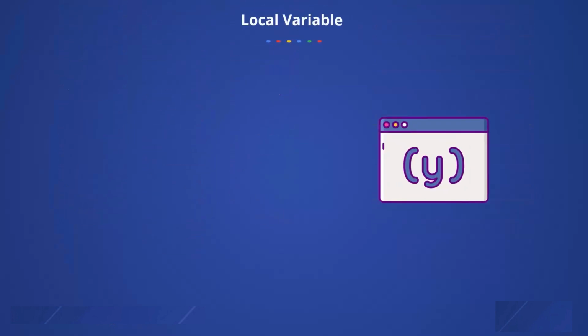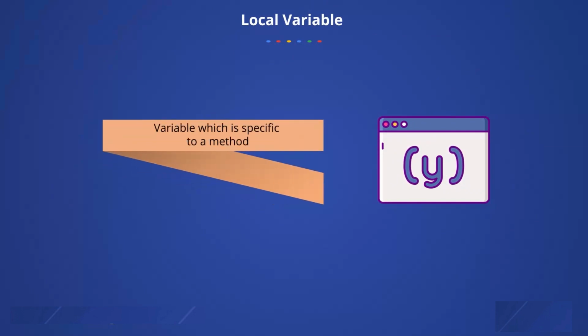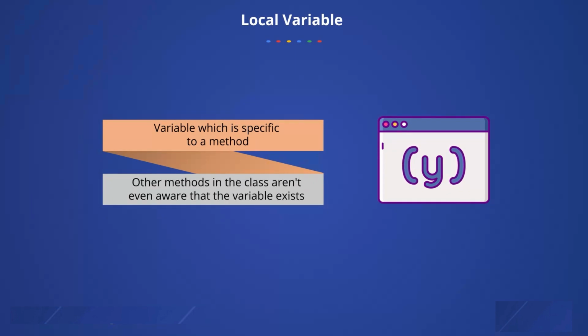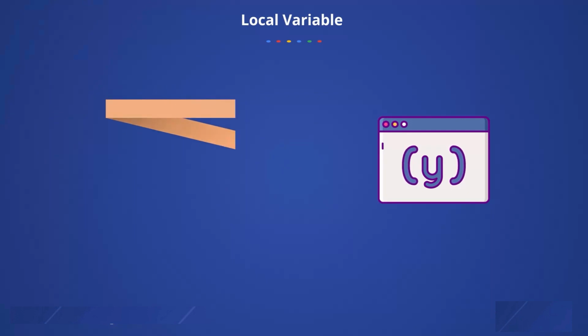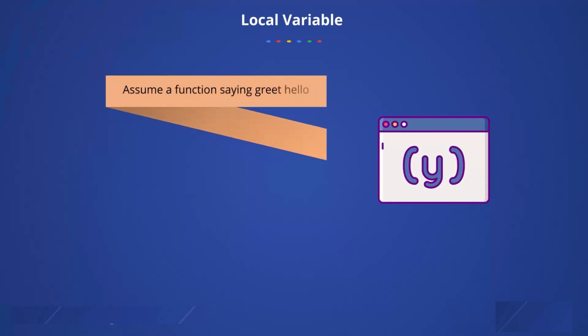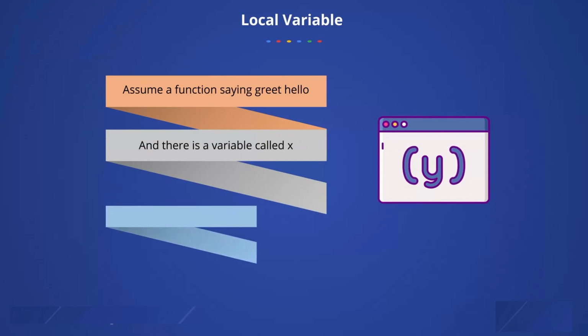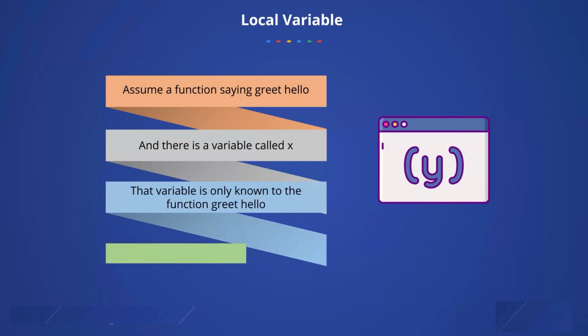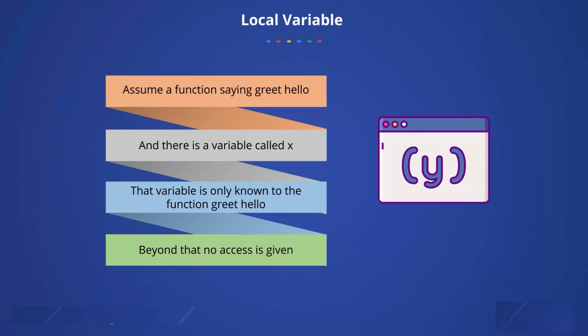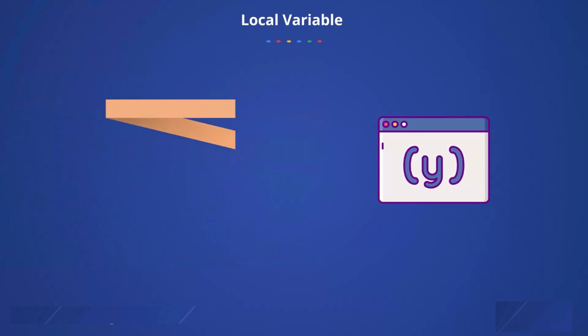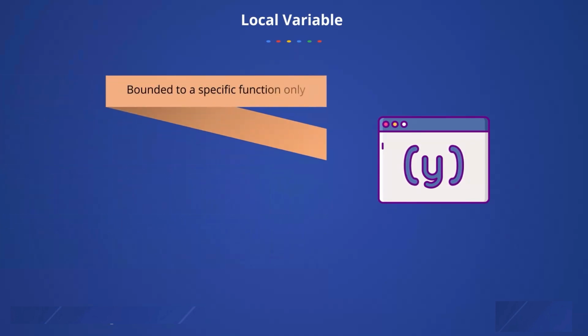So what exactly is a local variable? A local variable is nothing but a variable which is specific to a method. That means beyond that method, nobody knows about that variable at all. For example, let's say you have written a function called greet hello. In that you have used a variable called x, and that variable is only known to that function greet hello. Beyond that, even if somebody wants access, it might not be available. So that is called a local variable because it is local, or bounded, to that function only.